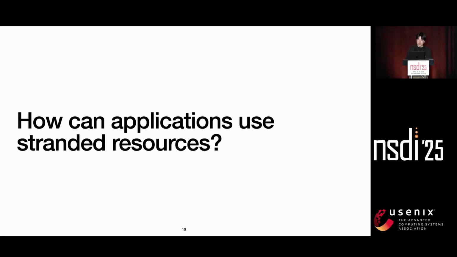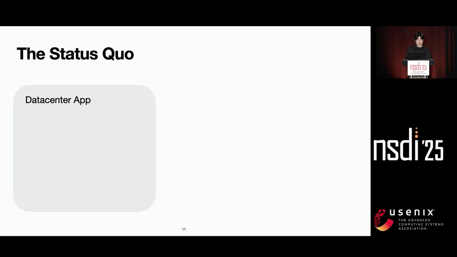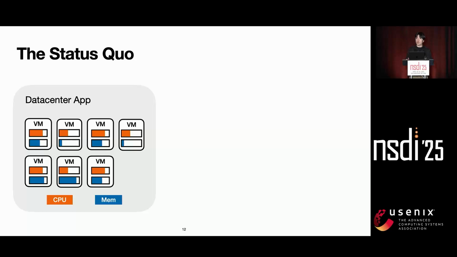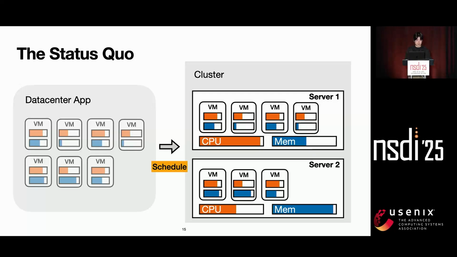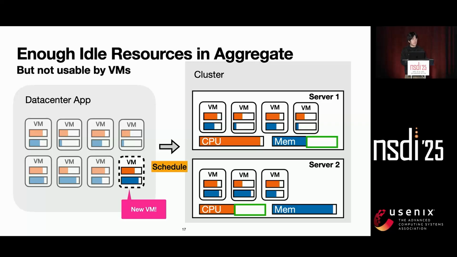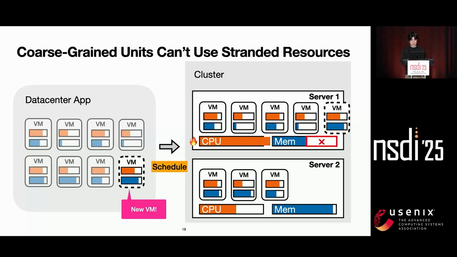In this work, we asked the question, how can we enable applications to use stranded resources? To answer this question, let's first take a look at the status quo. Today's data center applications are deployed in coarse-grained units, such as virtual machines, which are scheduled to a cluster of physical servers. As the application scales up, the application creates more VMs. Even if the cluster has enough idle resources in aggregate, as highlighted by the two green boxes, the resources may be stranded across servers. For example, server 1 has enough memory but not compute, leaving memory stranded. And server 2 has enough compute, but not memory, leaving compute stranded.